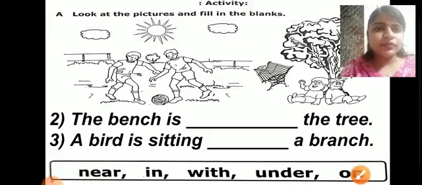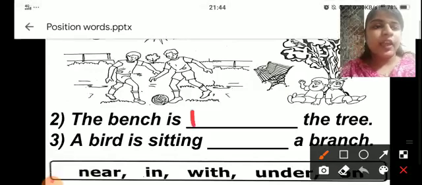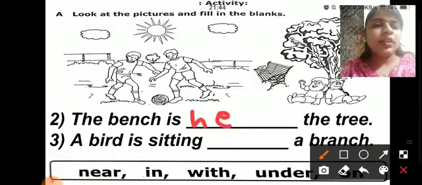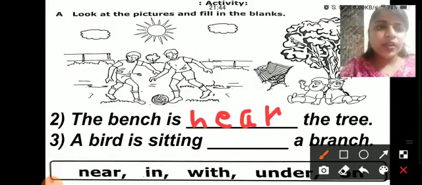Next. Number 2. In the picture, you can also see a bench. Yes or no? Yes. The bench is dash the tree. The bench is near the tree. So, near is our position word. Write it down. N-E-A-R. Near. Okay, children? Done, everyone? Good.